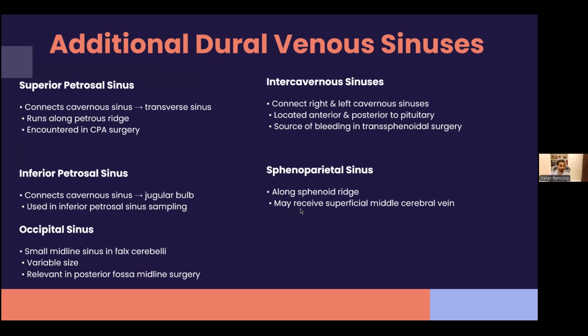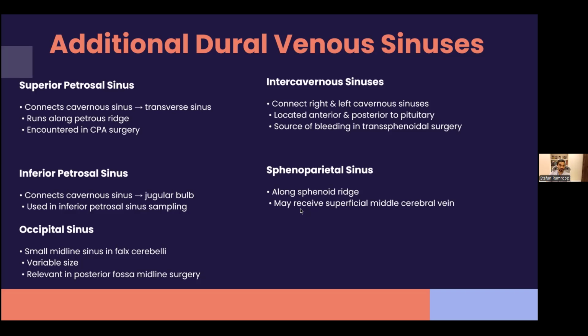You have your inferior petrosal sinus, which connects the cavernous sinus to the jugular bulb or your jugular vein. And that's clinically significant, particularly in endocrine practice, as it can be assessed during inferior petrosal sinus sampling to differentiate pituitary from ectopic ACTH secretion.